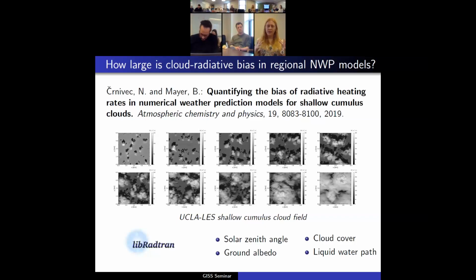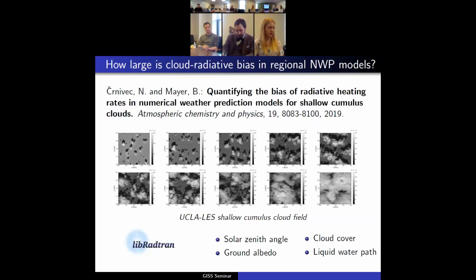And then I could quantify these biases as a function of various parameters listed here, such as the solar zenith angle, which obviously plays a huge role, surface albedo, shortwave surface albedo, and then also parameters which describe the cloud itself, such as cloud cover and liquid water path. And this is a very detailed sensitivity study. I won't go into details here. I just want to tell you the main conclusion was that even at this resolution of regional models, actually the poor representation of unresolved clouds seemed to be a larger problem than neglected horizontal photon transport.